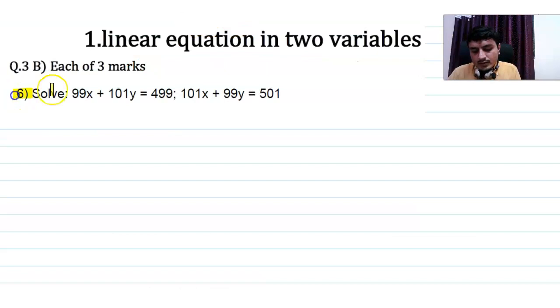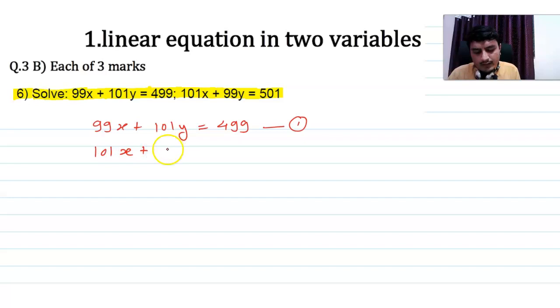Now look at question number 6. Solve 99x plus 101y equals 499, 101x plus 99y equals 501. Now we have given the equations of the form 99x plus 101y equals 499, call it equation number 1, while the other equation we have 101x plus 99y equals 501, call it equation number 2.